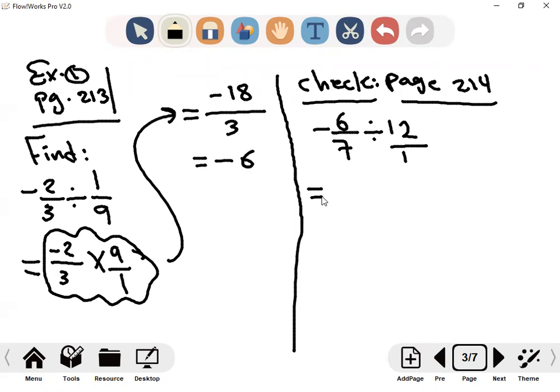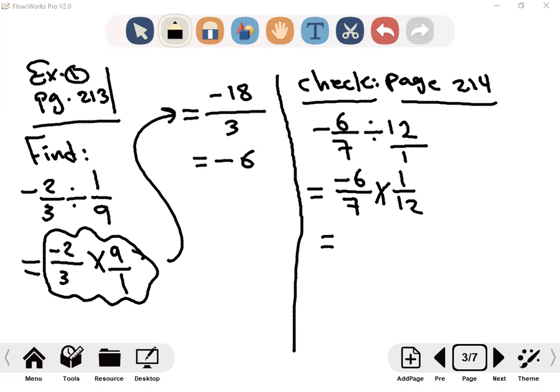Negative 6 over 7. Divide 12 over 1. Again, negative 6 over 7. Then multiply by 1 over 12. We switch. 1 over 12. Equal. What will we do now? We will multiply them. Continue, the answer, up and down. It will be 6 over 84.